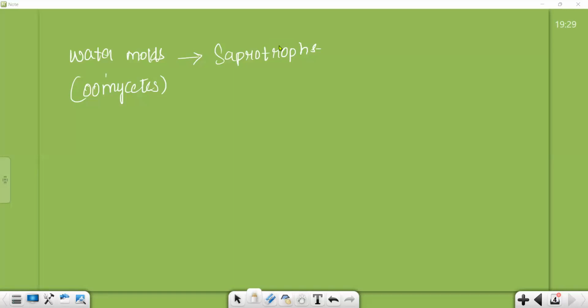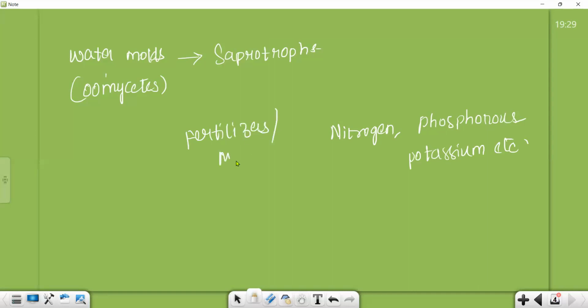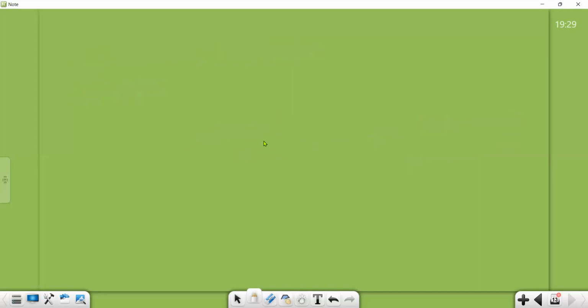To balance the deficiency, what farmers do is use manures and fertilizers which contain nutrients, which are rich in nitrogen, phosphorus, potassium, etc. So these are the fertilizers or manures used by the farmers, to balance the deficiency of soil nutrients.